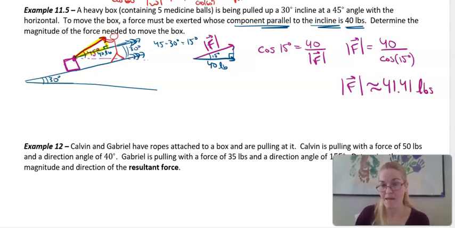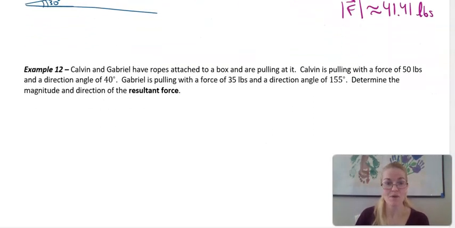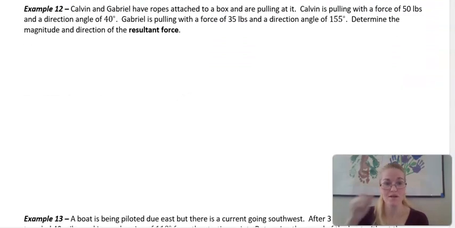41.41 pounds, right? And that should make sense. You only need to exert a little bit more force than what would be needed to actually slide it perfectly up the incline. All right, 40 pounds to slide it up, 41 because you're losing some of that as you're pulling it with that rope. Okay? All right, let's quickly set up and see if we can't solve example 12.